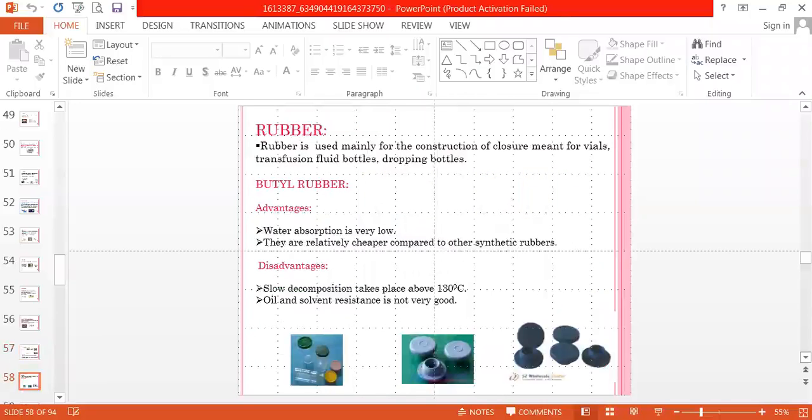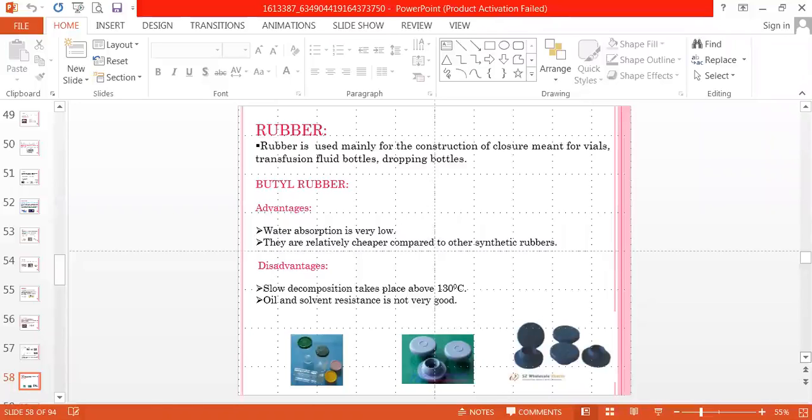Then rubbers are there. Rubber is used mainly for the construction of closures and for closing especially vials. Generally we use butyl rubbers. Butyl rubbers have versatile advantages. Water absorption by these rubbers is very low. Generally they are relatively cheaper than synthetic types of rubbers.